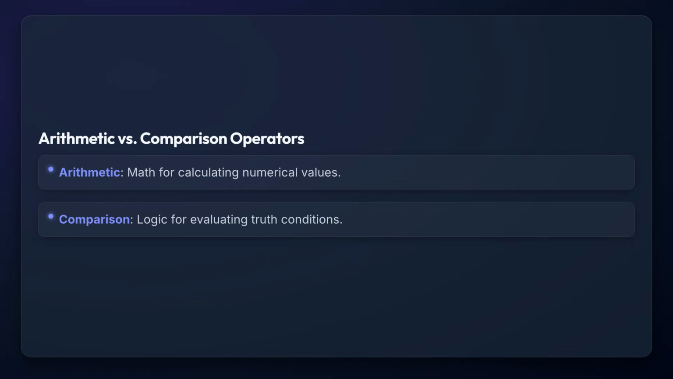Welcome to our deep dive into operators. In Python, we have two main categories, arithmetic and comparison. Arithmetic operators perform standard mathematical calculations, while comparison operators act as logical sensors to determine if a condition is true or false. Understanding this distinction is the foundation of all programming logic.